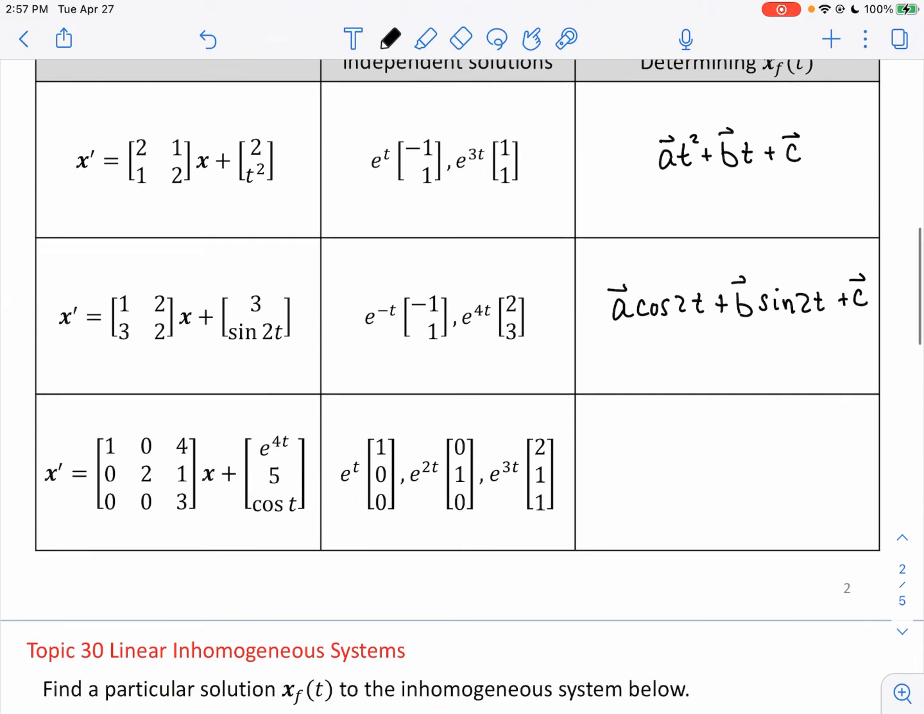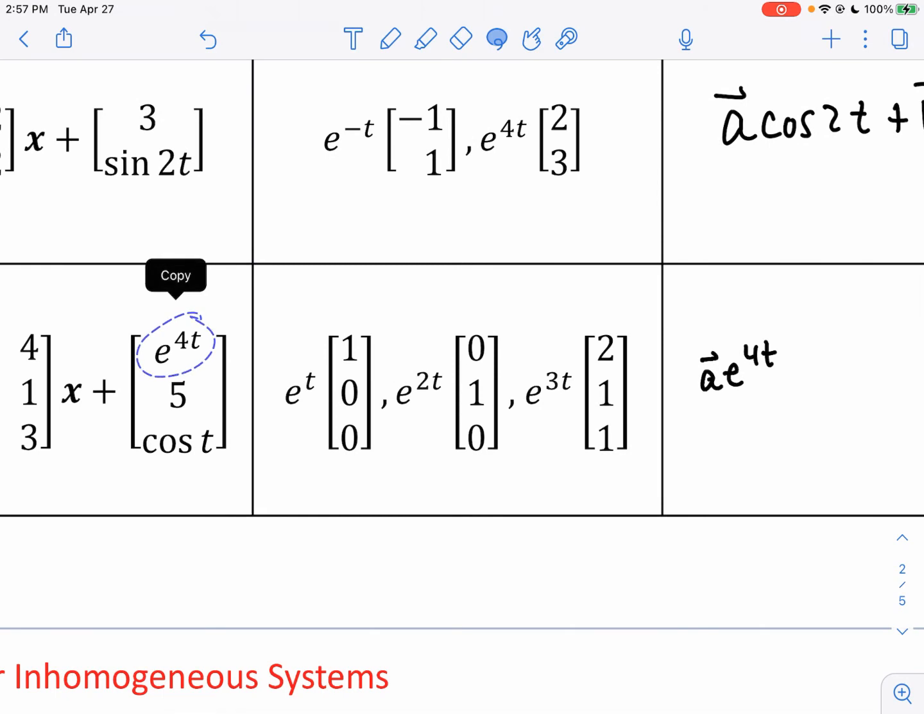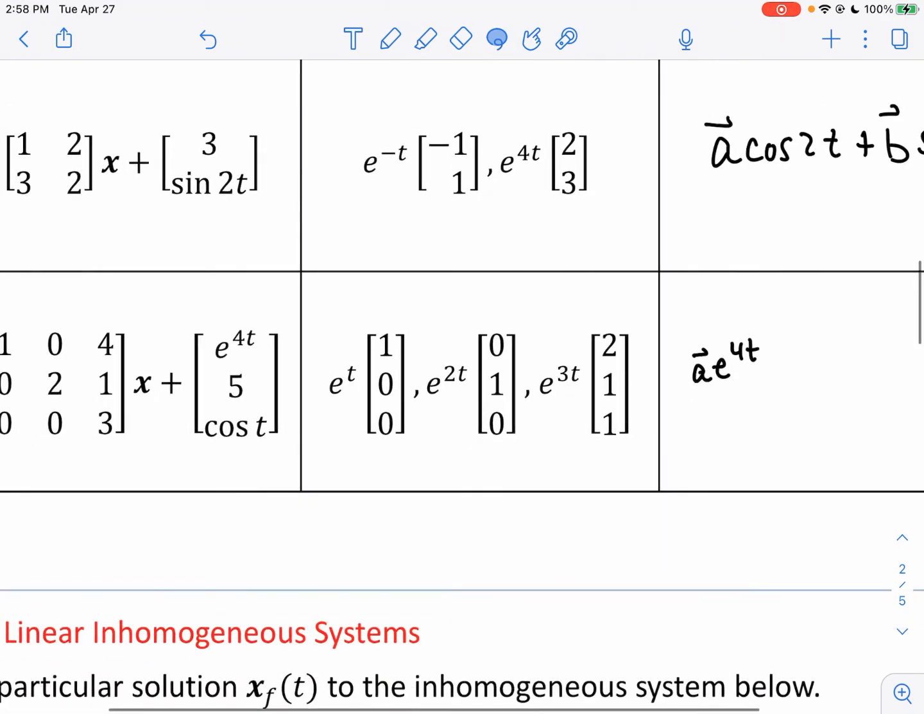So one at a time, let's do the fact that we have an exponential. We're going to need a constant vector times e to the 4t. Now notice that this does not match any of these structures. Therefore, this alone will be sufficient in our trial solution. If this had been an e to the 3t and that matched this one here, then we would have a complication and a different way to set this up. But again, we're not covering such complications in this topic.